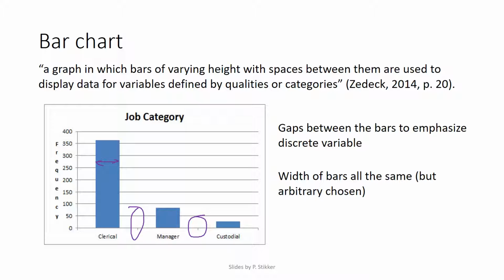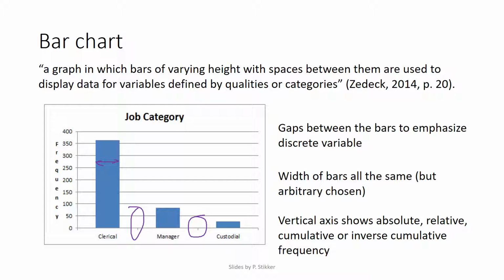Now the Oxford Dictionary stipulates that the width of the bar should not be the same as the width of the gaps, but I've not found any other reference for this. The third and last thing to notice is that the vertical axis can be any type of frequency, so either absolute frequency, relative frequency, cumulative relative frequency, inverse cumulative frequencies, and inverse cumulative relative frequencies, but not the frequency densities. These 3 points will be different for a histogram, so that's why I'm mentioning them now.